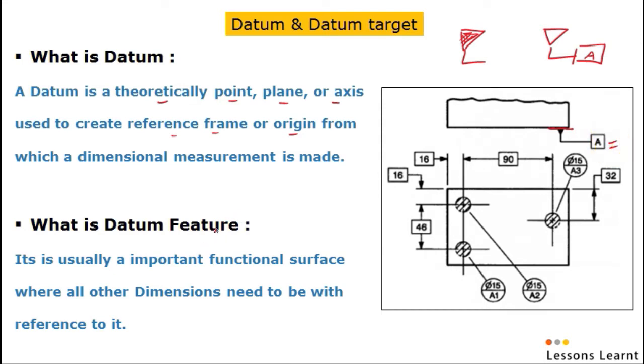Now what is datum feature? Datum feature is also similar to datum, but the only difference is it is the functional surface. Here it is the theoretical point, plane or axis, and here it is the functional surface. So in detail we will see the difference between datum and datum feature with an example.